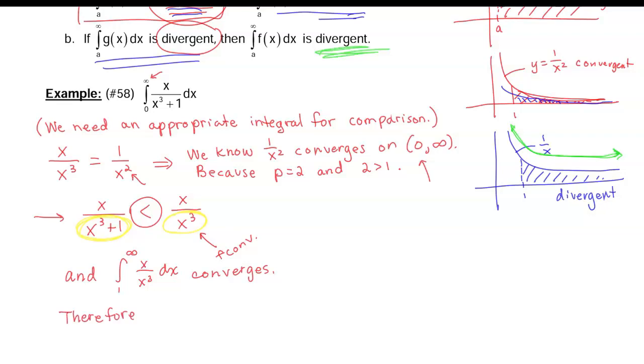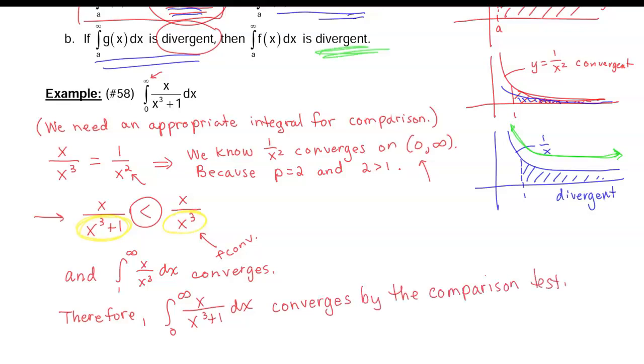Therefore, our integral from 0 to infinity converges by the comparison test. In your work, you will have to mention the comparison test. Key to this one was, when I looked at our math problem, I saw that I had an x over x cubed here, and when you reduce that, you get 1 over x squared, and 1 over x squared is one of those to help me make a comparison. Just like 1 over x will be a good one for you to make a comparison.